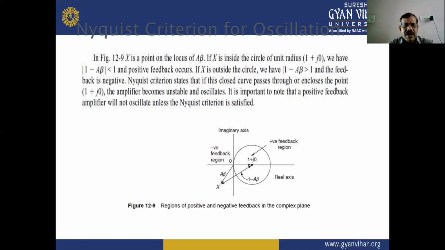And Nyquist criteria states that if this closed curve passes through or encloses the point 1 plus j0, the amplifier becomes unstable and oscillates. It is important to note that a positive feedback amplifier will not oscillate unless the Nyquist criteria is satisfied.